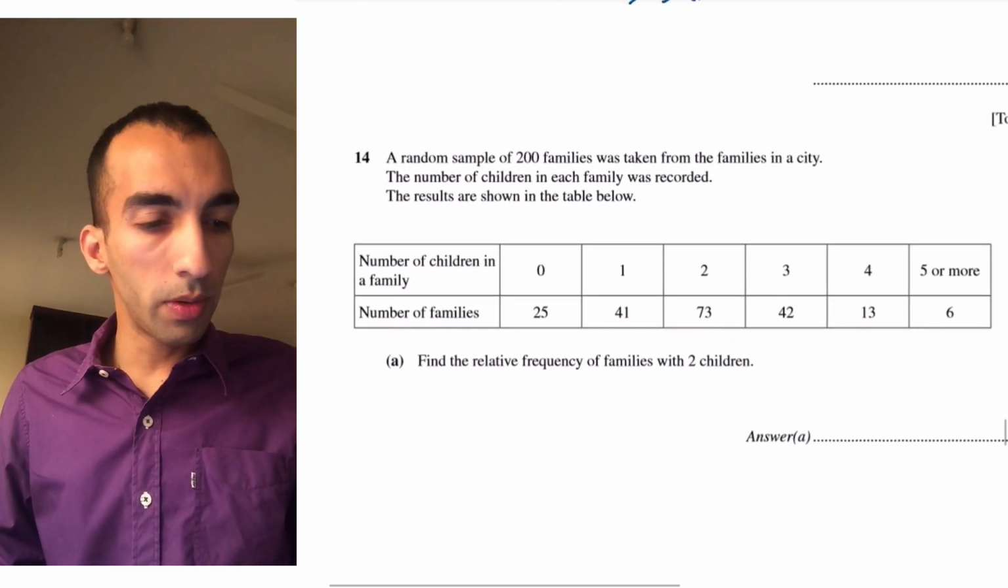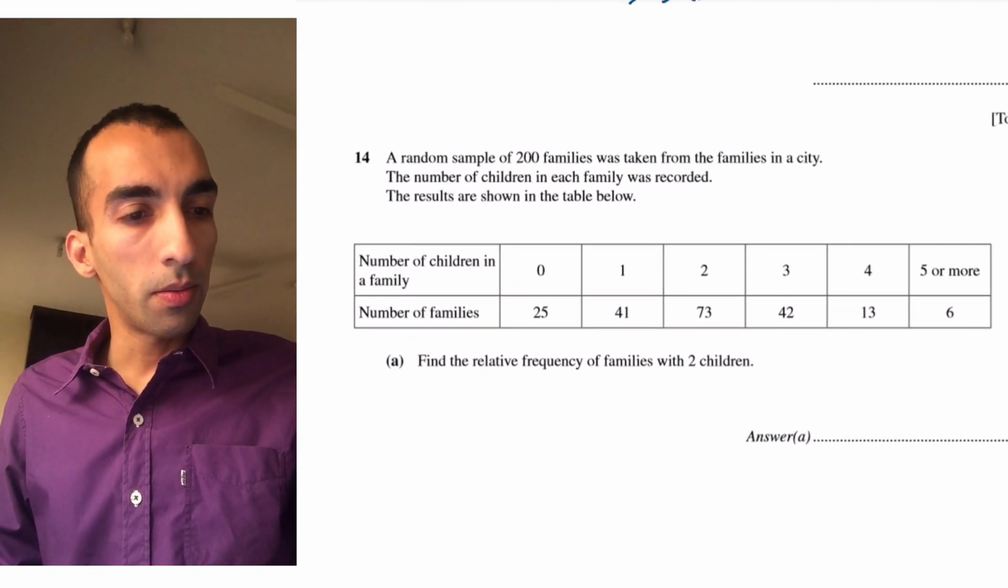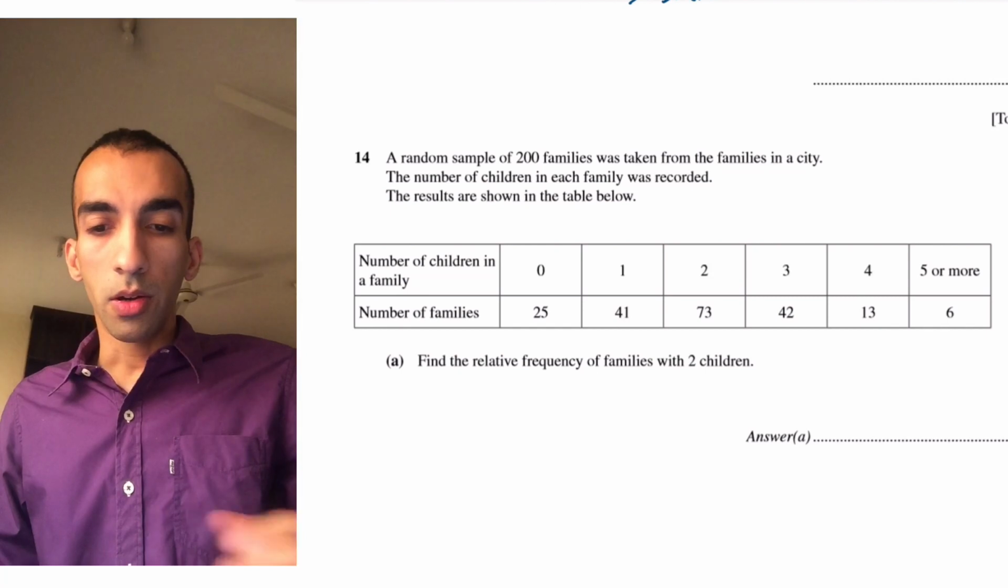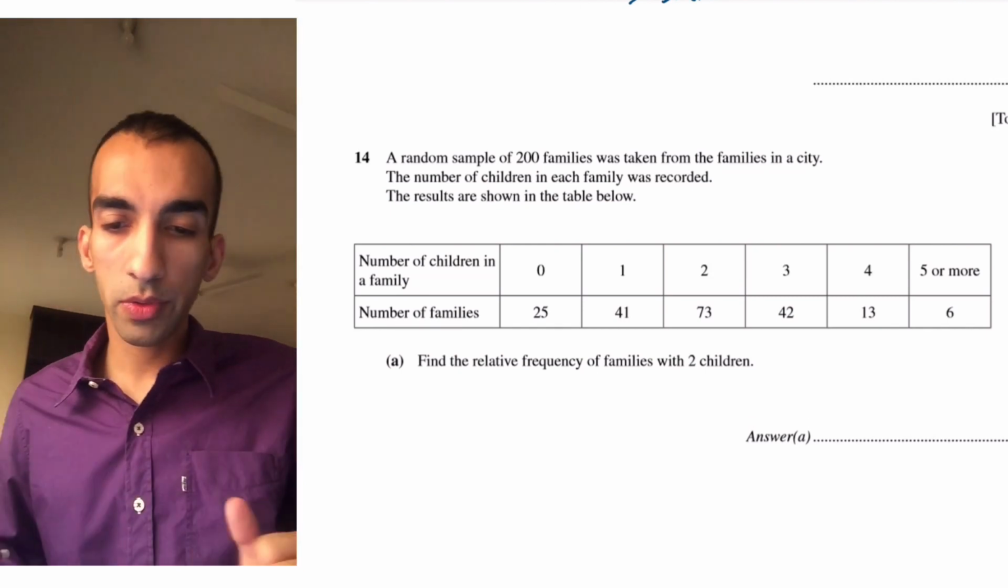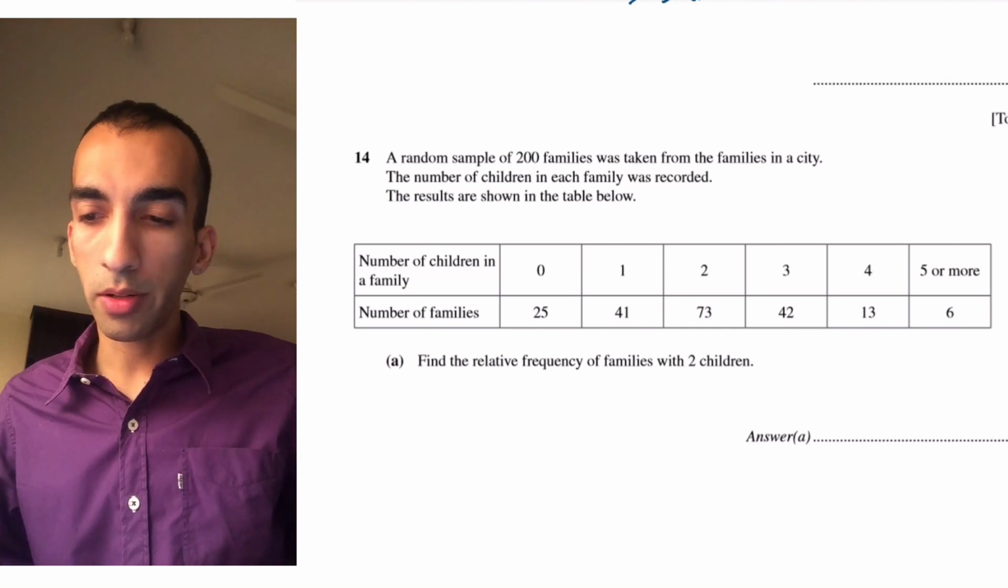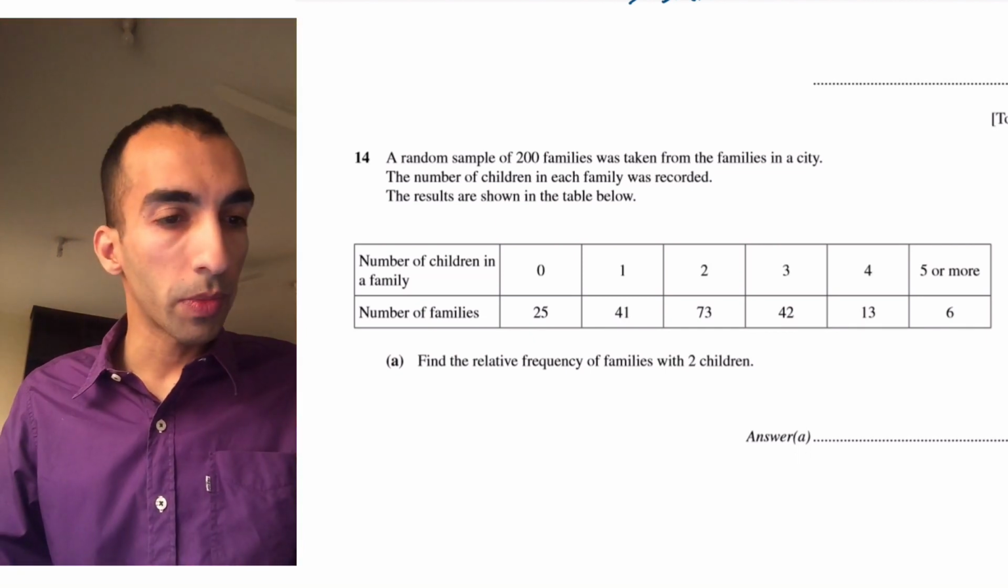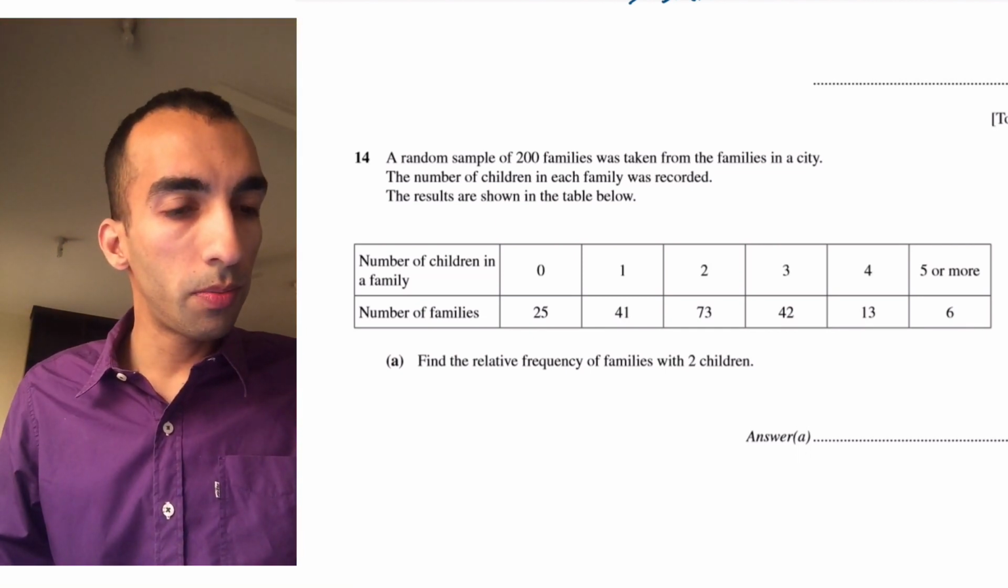Read this question, give it some time. Random sample of 200 families was taken from the families in a city. The number of children in each family was recorded. The results are shown in the table. Take a quick look at the table.